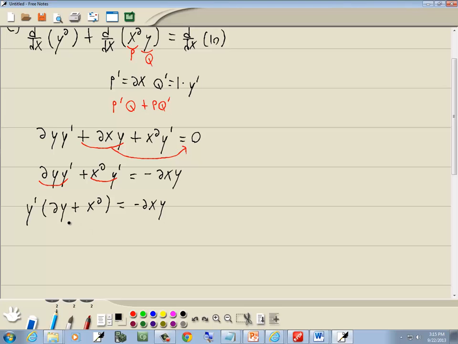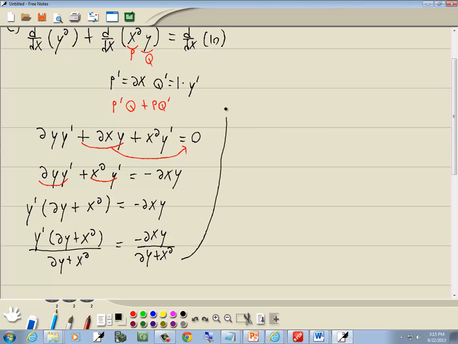Now, last step is to divide both sides by what's in front of or in back of y prime. Nothing in front of y prime, but there's a 2y plus x squared after it. So I divide both sides by that. So y prime times (2y plus x squared) over (2y plus x squared) is equal to negative 2xy over 2y plus x squared. So the 2y plus x squared is going to cancel there. And we get y prime is equal to negative 2xy over 2y plus x squared.